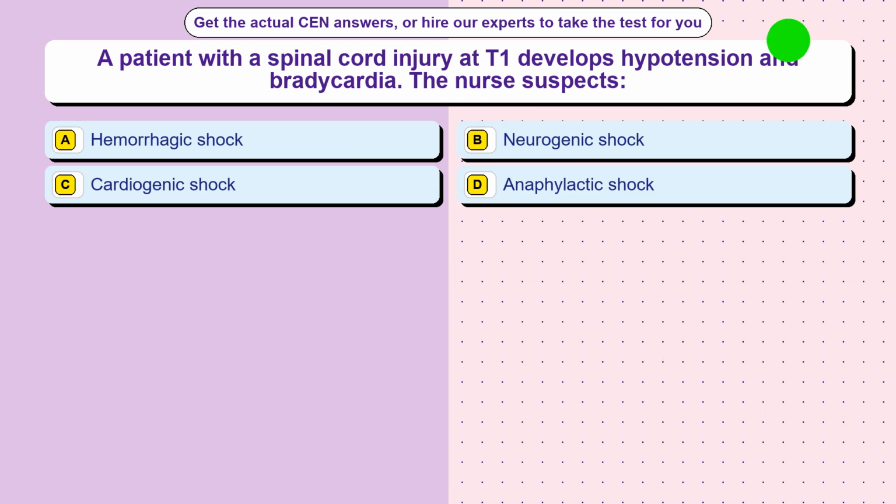Question 71. A patient with a spinal cord injury at T1 develops hypotension and bradycardia. The nurse suspects: Option A, hemorrhagic shock. Option B, neurogenic shock. Option C, cardiogenic shock. Option D, anaphylactic shock.